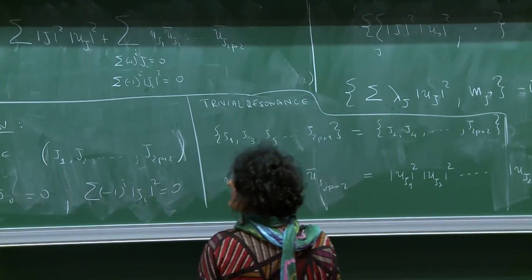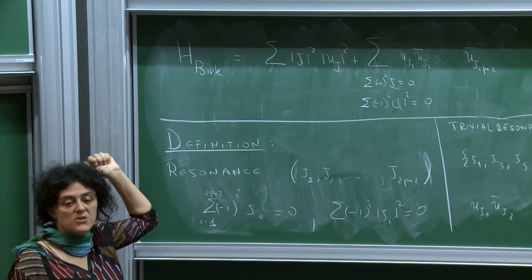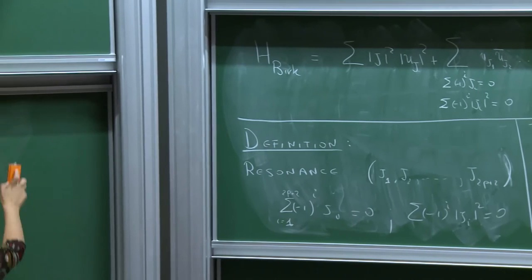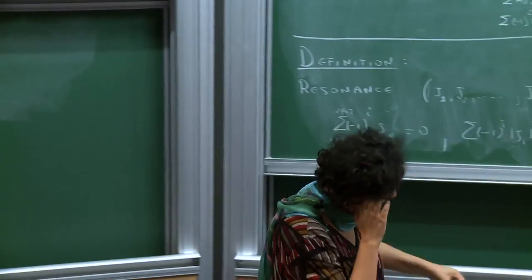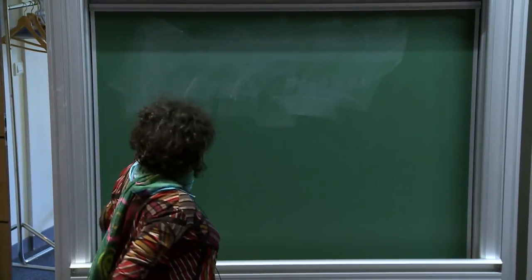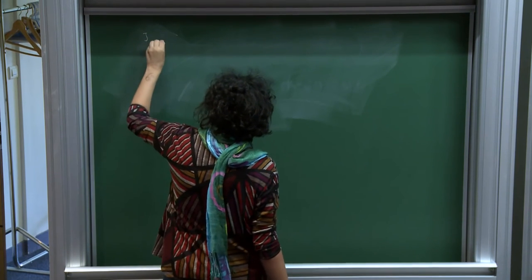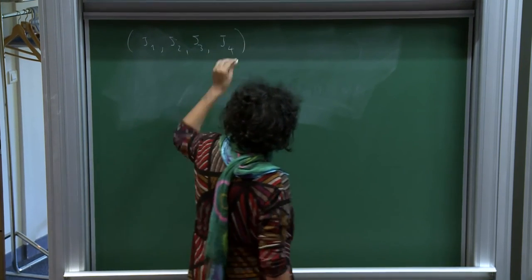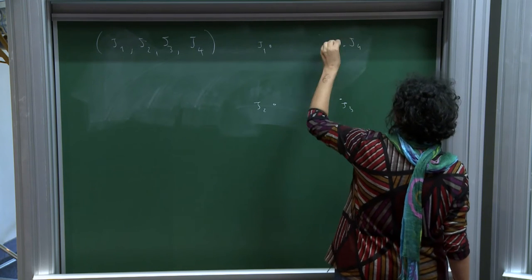But the point is that in our case of the nonlinear Schrödinger equation on T2, and even on the circle, if you take p larger than 1, you can produce non-trivial resonances in a very simple way, which I'm going to show. This means that it's not true that the actions are constants of motion. The very famous resonances are the resonances for the cubic NLS. You can see that J1, J2, J3, J4 form a non-trivial resonance if they form a rectangle.